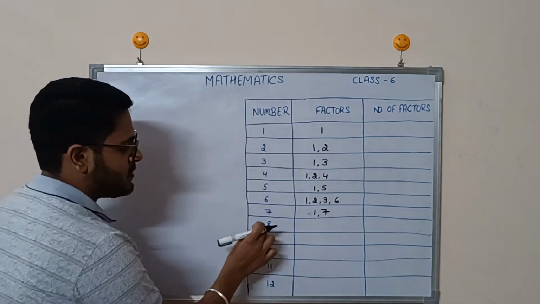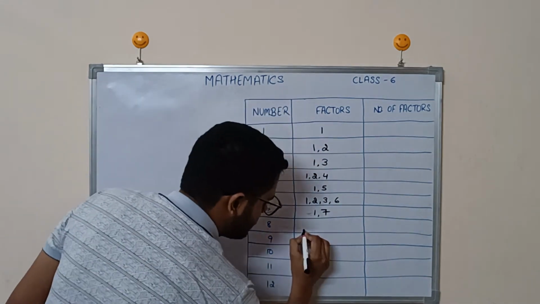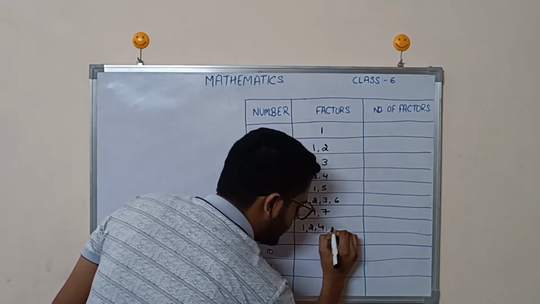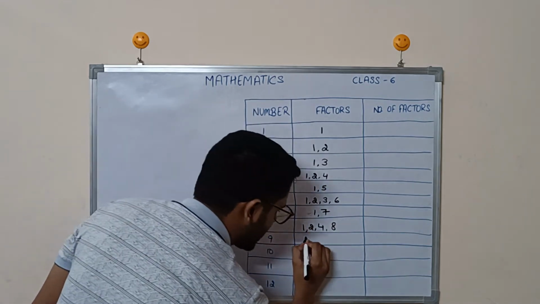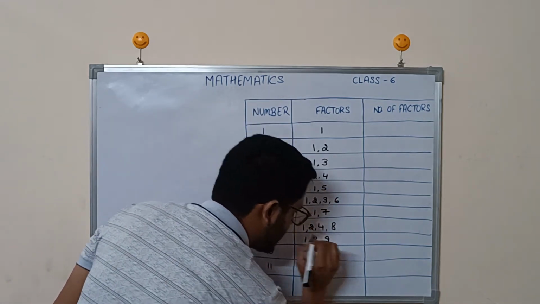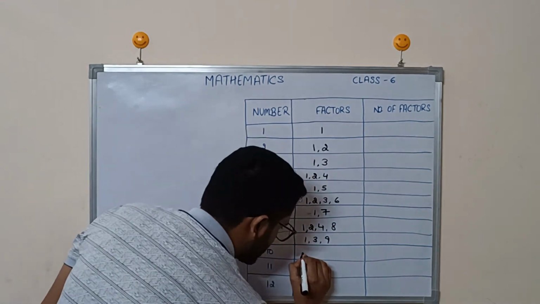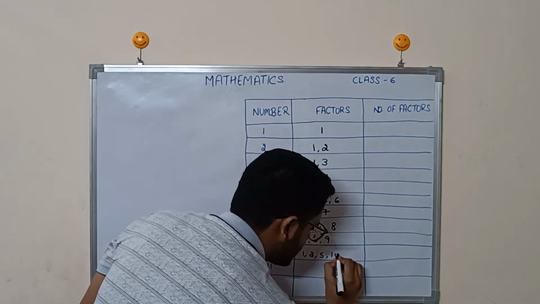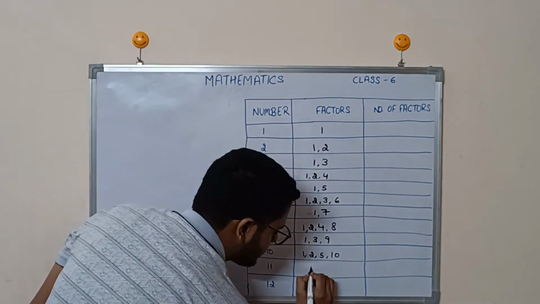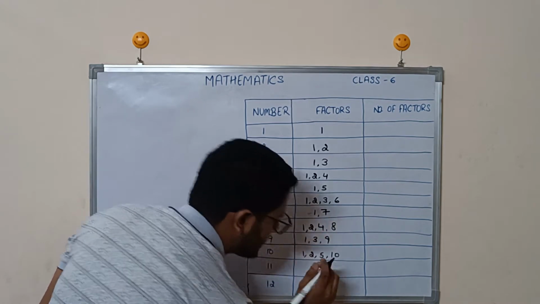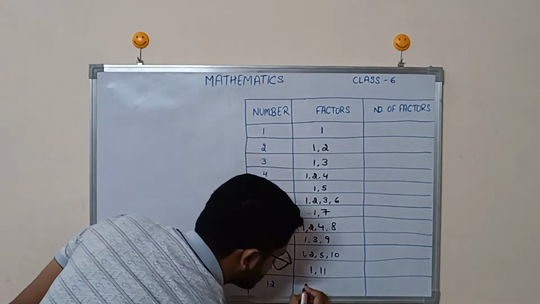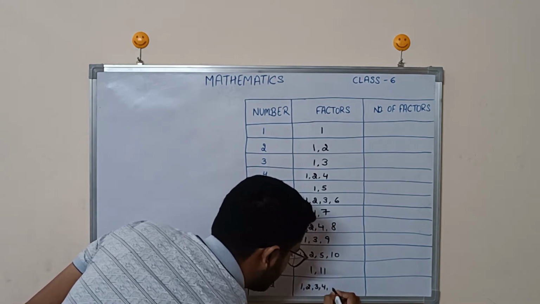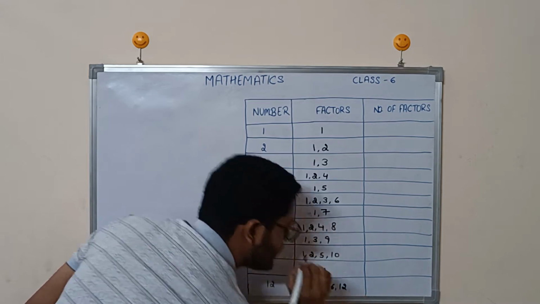and 7. Now if you try to find the factors of 8, you will find the factors of 8 are 1, 2, 4 and 8. Similarly for 9: 1, 3, 9. Now let's move to 10: 1, 2, 5 and 10. Factors of 11 will be 1 and the number 11 itself. Now factors of 12: 1, 2, 3, 4, 6 and 12.